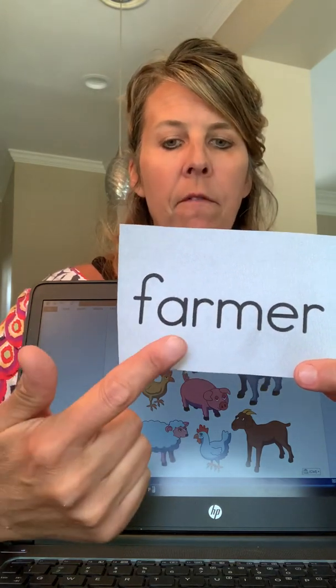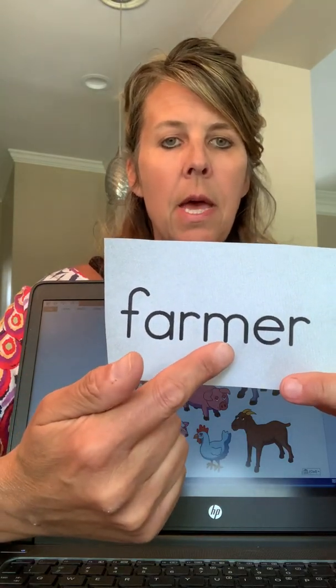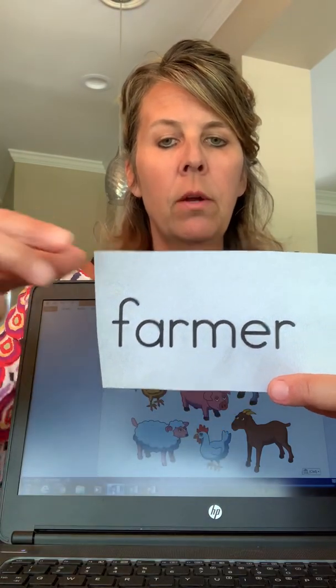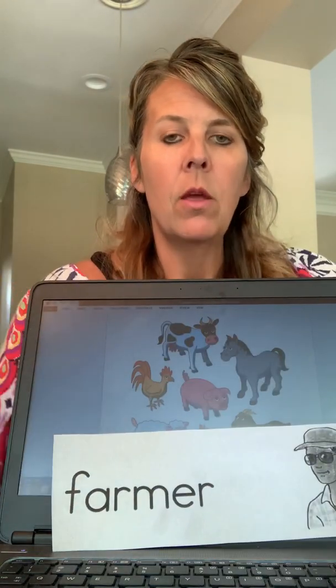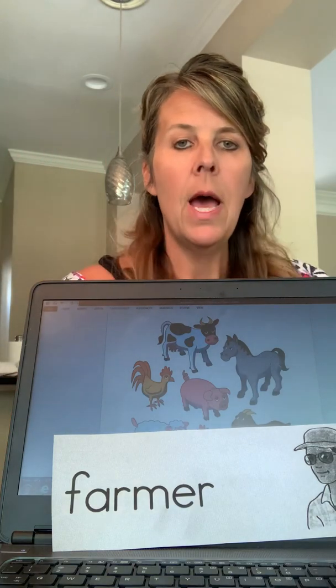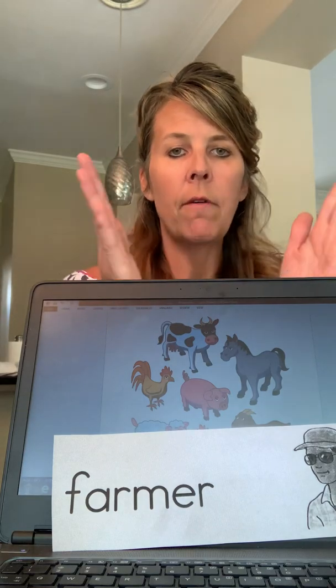Good, letter F. Then we have an A-R-M-E-R, farmer. You say that? You can also use your sounds and go farmer. How many syllables did you hear? I heard 2. Did you hear 2?